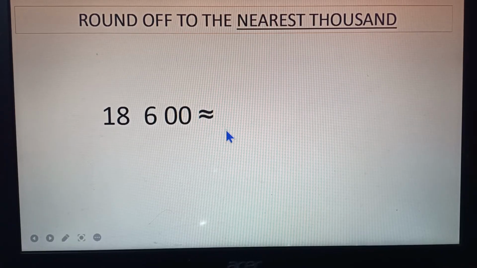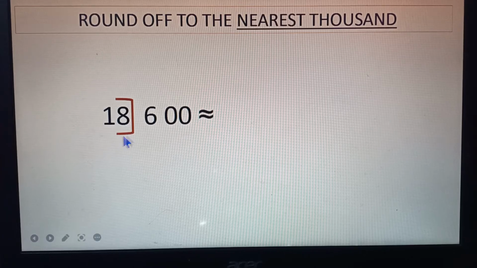Let's try using the 4 steps just now. Okay, first of all, step 1, siapa still remember? Yes, we staple the 1000. So let's cari where is the 1000. 1, tens, 100, and 1000. So this is the 1000 that we're going to staple.